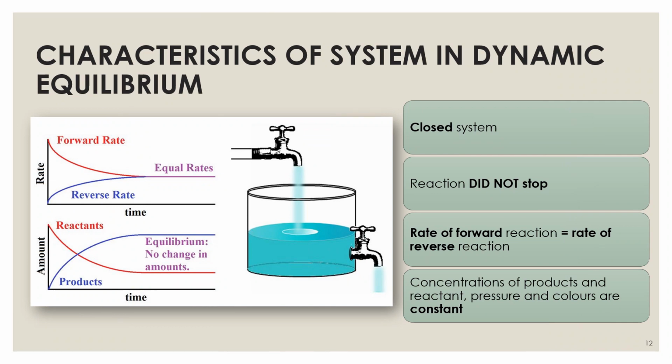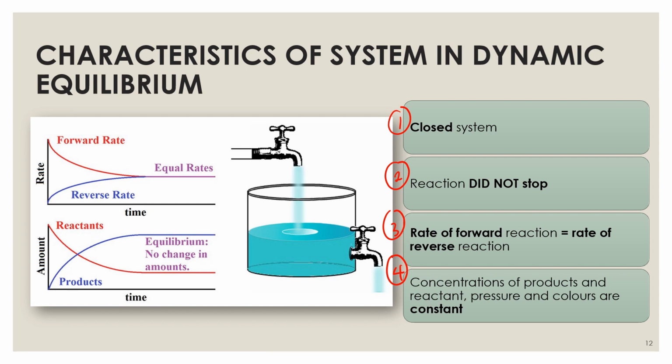Characteristics of a system in dynamic equilibrium. A system is said to be in dynamic equilibrium if it is in a closed system, bekas yang tertutup ataupun sistem yang tertutup, and the reaction did not stop after achieving dynamic equilibrium. The rate of forward reaction equals the rate of reverse reaction, and the concentrations of product and reactant, pressure and colors are constant after the system achieves dynamic equilibrium.